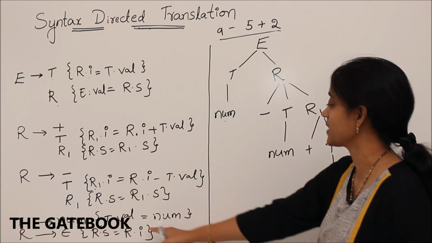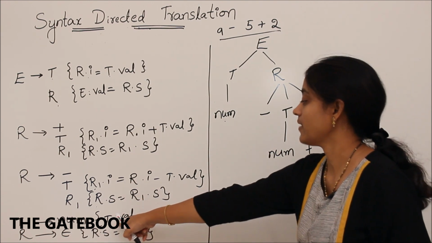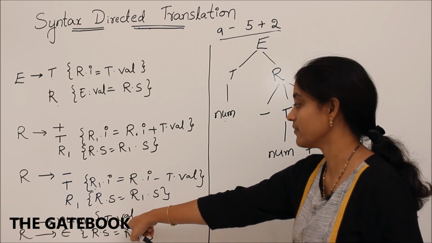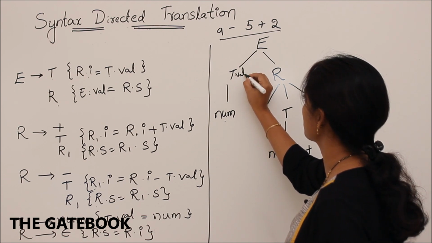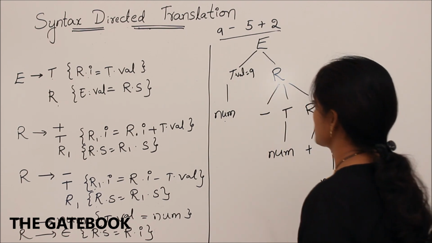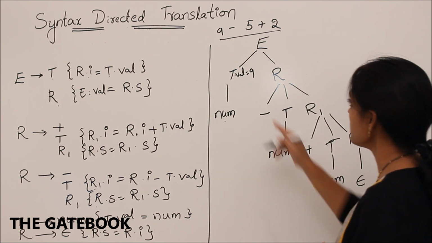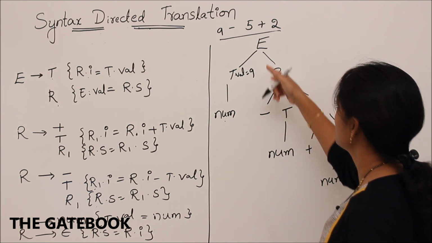So what is this saying? It is saying that the attribute called val for T is nothing but number. So T dot val is number. Here number is 9. We assign that. And then we come to this production.